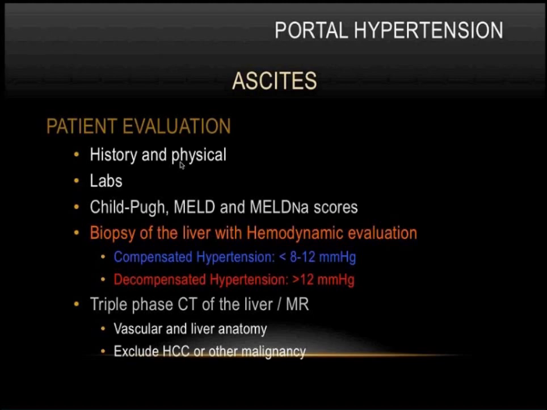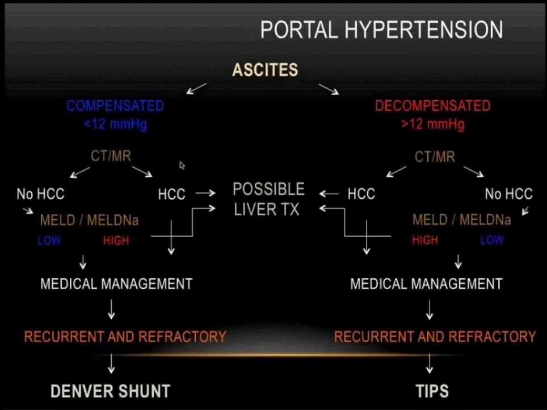And then a triple phase of the liver, because if the patient has an HCC, of course, it's going to change the entire picture. I know that you want to treat the ascites, but if you discover the patient has an HCC, maybe the patient can become a transplant candidate, and then you're not too worried about the ascites, because at the end, you treat the HCC with the transplant, and then the patient will get rid of the ascites. So that's why it's really important. You will see innumerable patients who have never had a triple phase of the liver or MRI. So this is the algorithm that I want to follow.